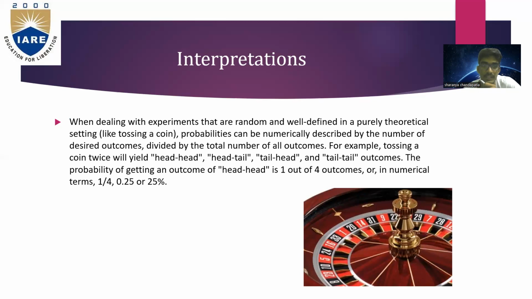Interpretations. When dealing with experiments that are random and well defined in a purely theoretical setting, like tossing a coin, probability can be numerically described by the number of desired outcomes divided by the total number of all the outcomes. As we have seen already, probability is defined as the number of desired outcomes divided by the total number of all outcomes.